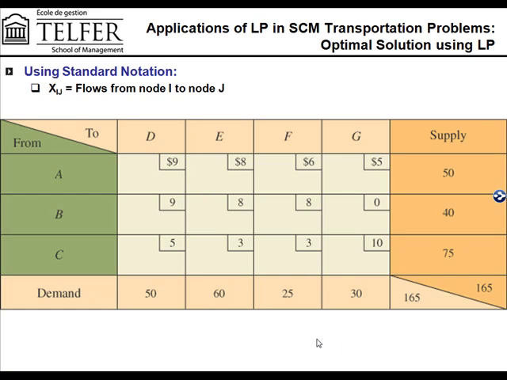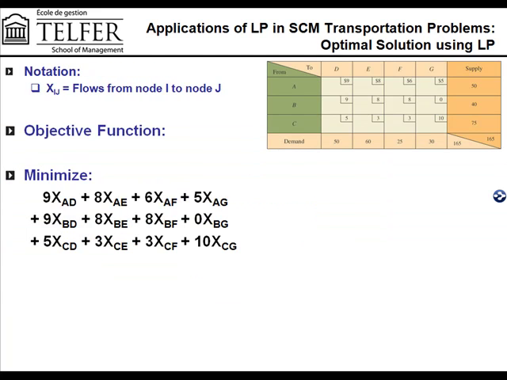So let's look at what our objective function will look like. So this is our objective function. So the flow from A to D is x sub AD. Multiply that by the cost of transportation from A to D, which is $9. Add that with the flow times the cost from A to E. Add that with the flow times the cost from A to F. And do that for all the cells.